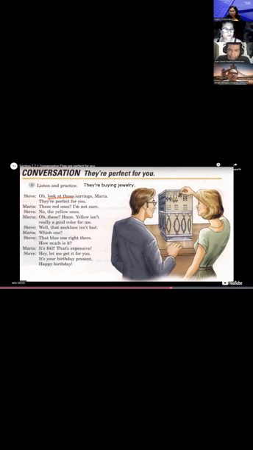Oh, look at those earrings, Maria. They are perfect for you. These red ones. Okay, we are getting there. Red ones, I'm not sure. The yellow ones. Vayan viendo esas expresiones. Red ones, yellow ones. ¿Qué dice María de los yellow ones?